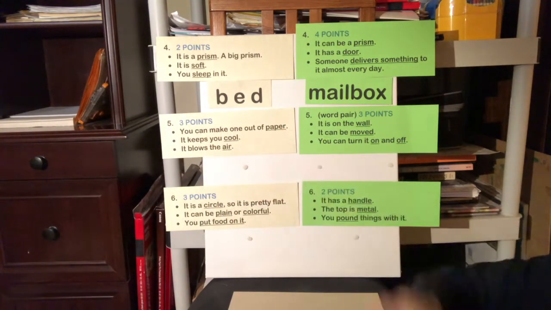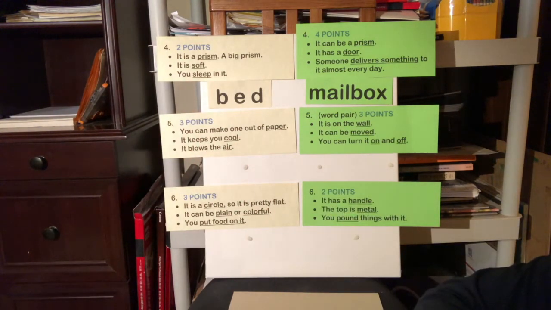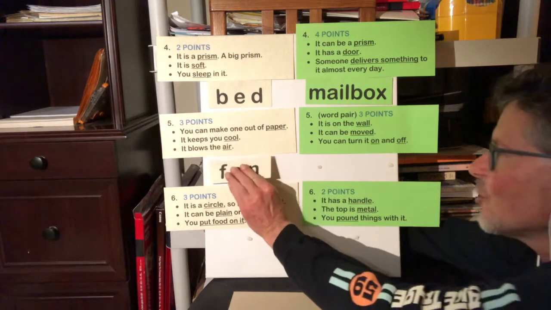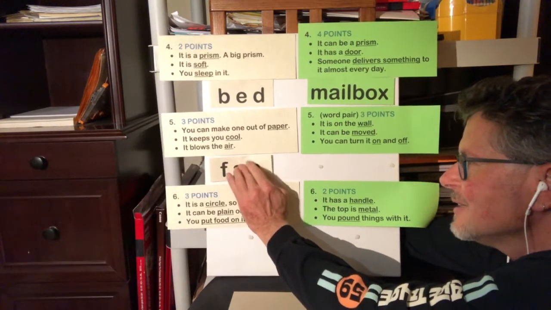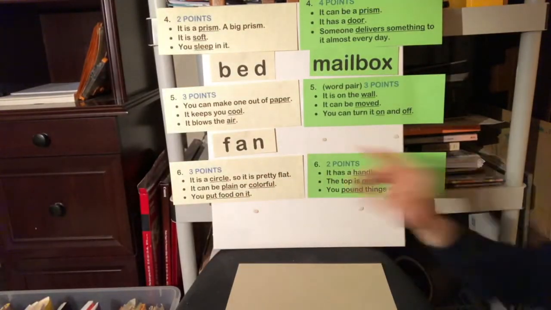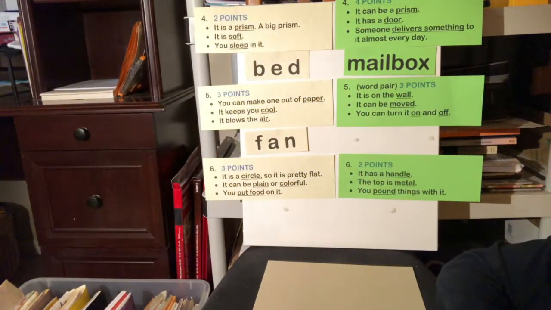You can make one out of paper. It keeps you cool. It blows the air. You can make one out of paper, it keeps you cool, and it blows the air. Kindergartners, are you thinking of one of these? Sound it out. Each letter in sequence. And you know what? If you don't have one of these at your house, just make one out of paper and then give yourself 3 points.